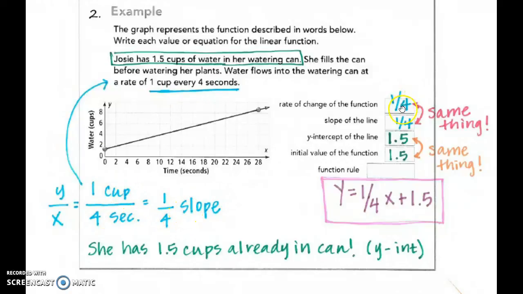So I write that there, for slope and for rate of change, because those are the same thing as well. So now all you have to do is put them together. y equals 1/4 x plus 1.5. So it's always y equals whatever your slope or rate of change is, x, and then plus or minus the initial value. This time it was a plus 1.5.